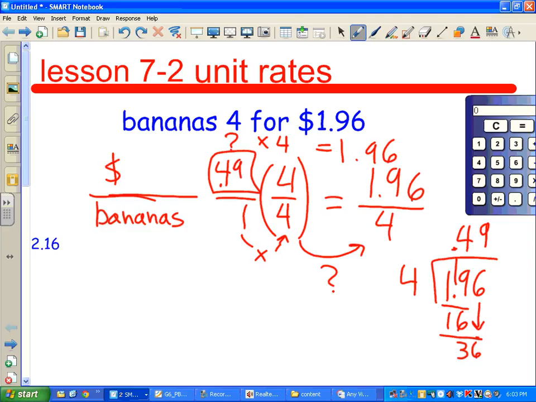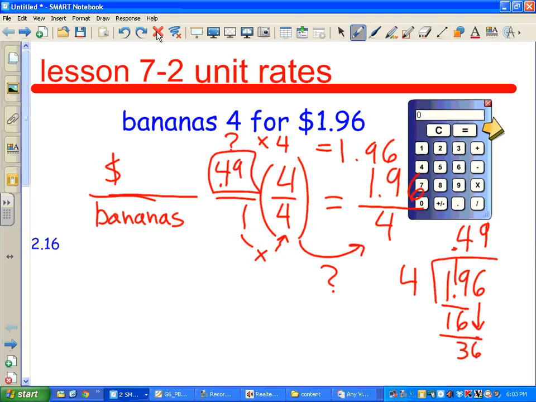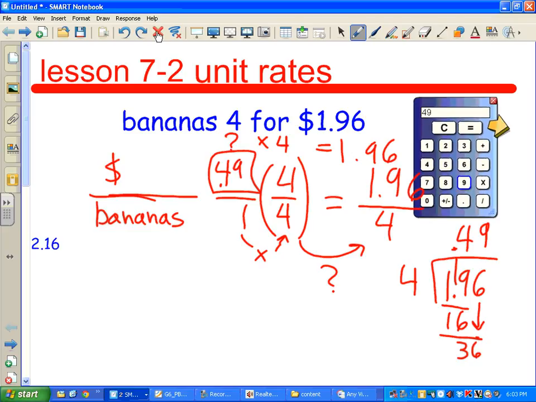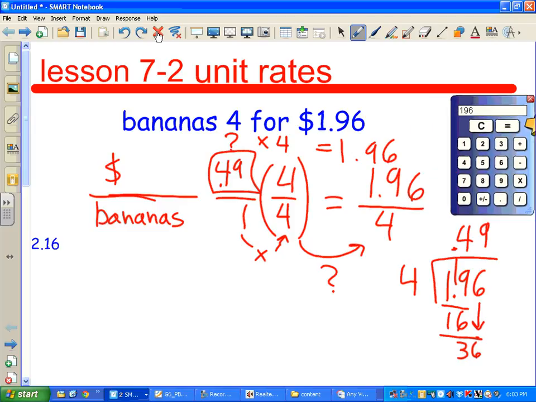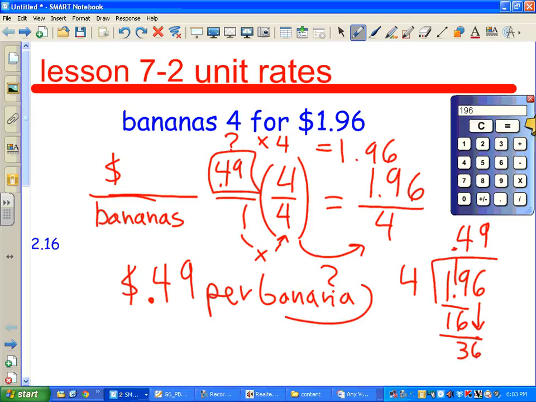And I can always check that by bringing out my calculator and doing 49 times 4, and I get 196. So I know my math is right. And not only is it 49 cents, we need to make sure we label everything completely. 49 cents per banana. That's our answer. Real simple.